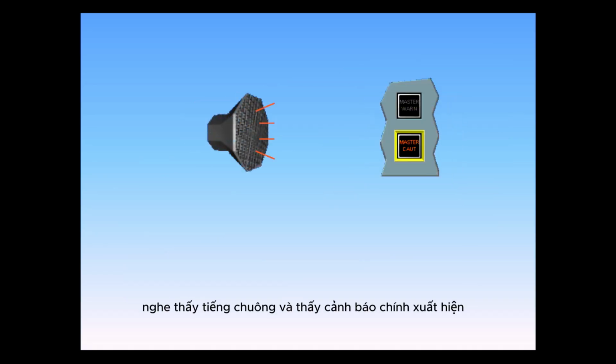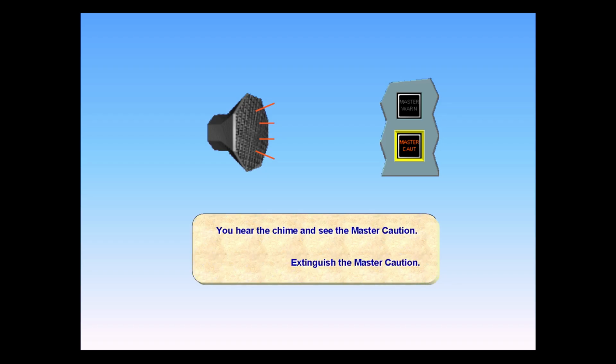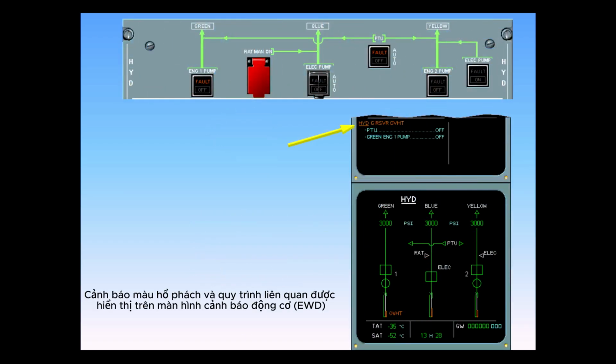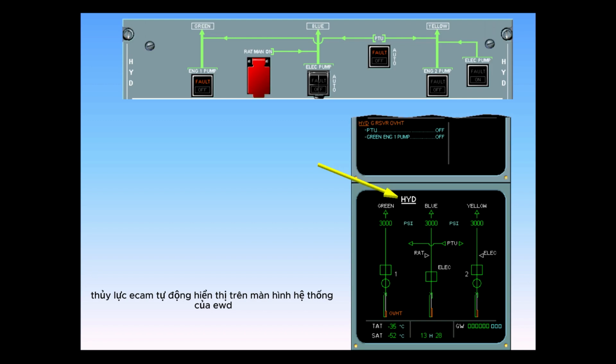You hear the chime and see the master caution. Extinguish the master caution. The amber caution and associated procedure are displayed on the engine warning display. The hydraulic ECAM page is automatically presented on the system display.